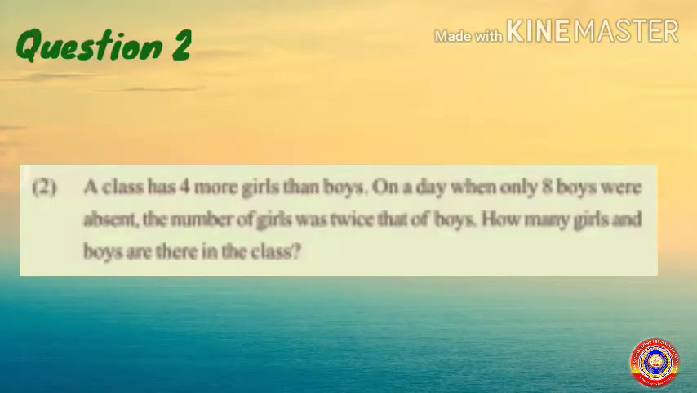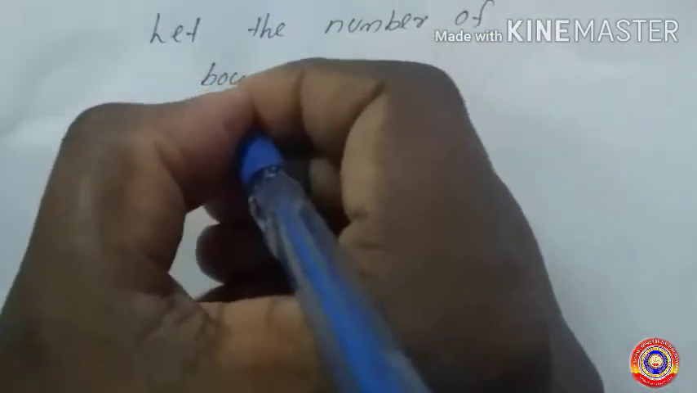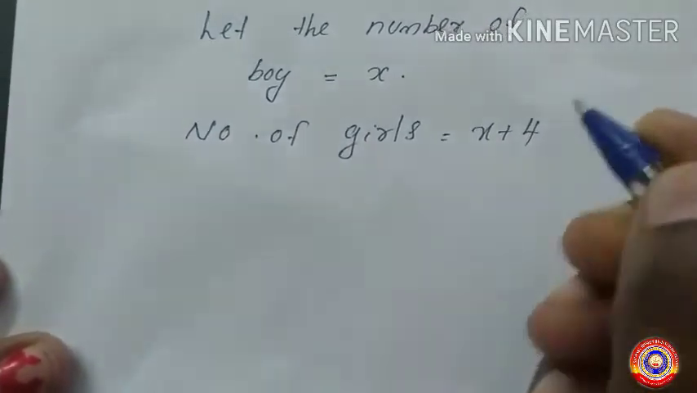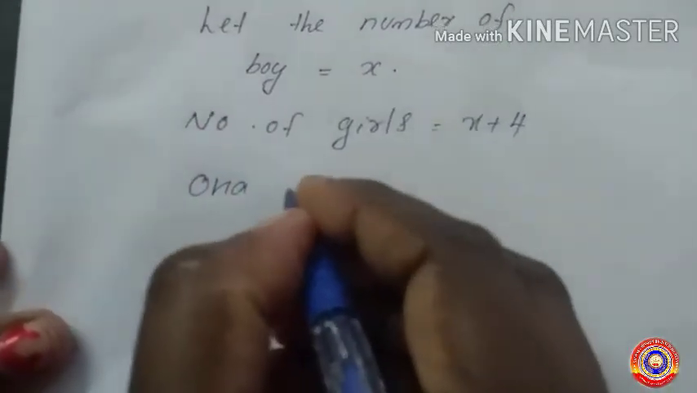Question number 2. A class has 4 more girls than boys. On a day when only 8 boys were absent, the number of girls was twice that of boys. How many girls and boys are there in the class? Here we have to find the number of girls and boys in the class. Let the number of boys be x. Then what is the number of girls? Number of girls is equal to x plus 4, because 4 more girls are in the class.